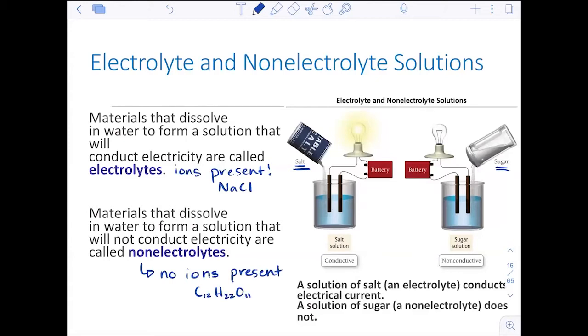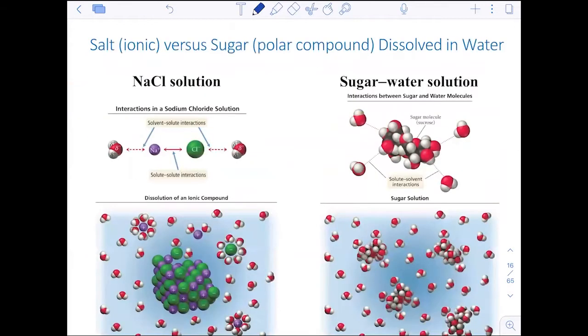C12H22O11, sucrose, is a covalent compound, and so they're covalent bonds. There are no ions present anyway. So on the molecular level, what's happening is the sodium and chlorine actually break apart, and the ions form in the solution. For sucrose, no bond actually breaks. There's no separation of ions because there were no ions to begin with.